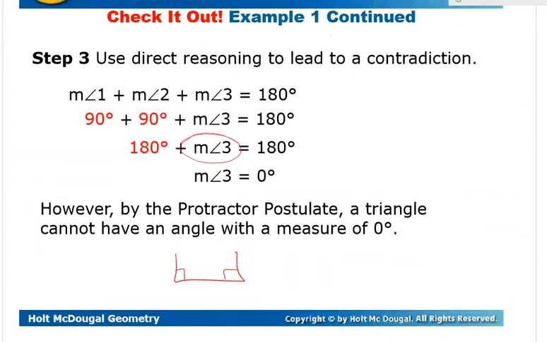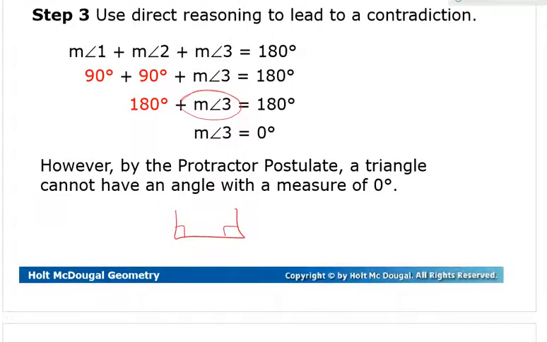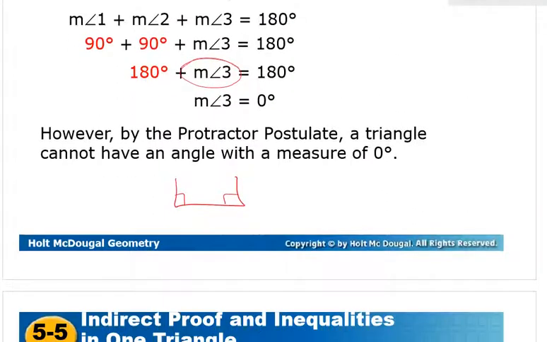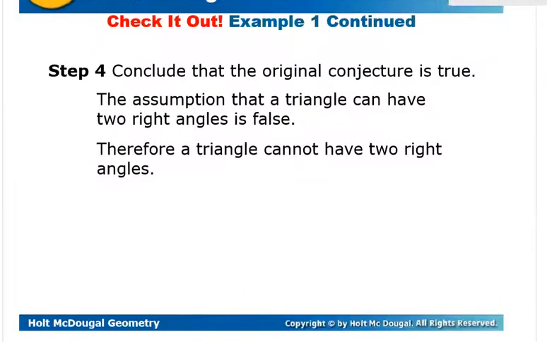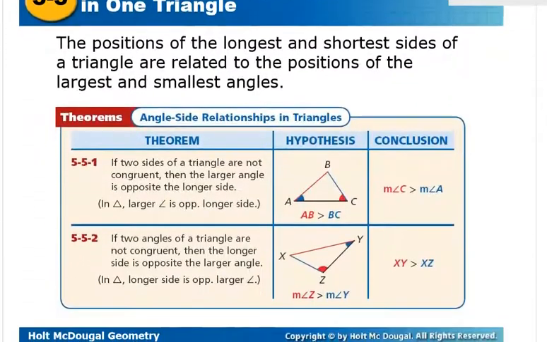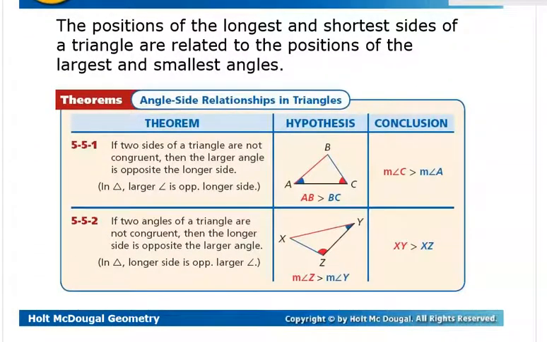Like I said, it's short and sweet. You're just assuming the opposite. That's all you're doing. It's going to be very basic on your test. Just assume the opposite. Okay, now let's talk about angle side relationships in triangles.